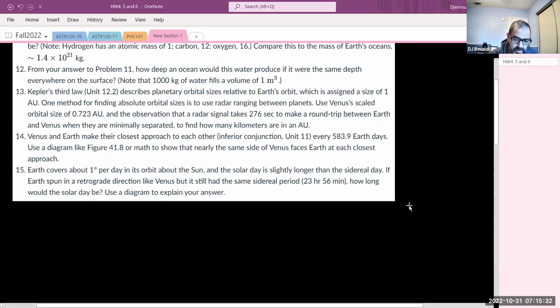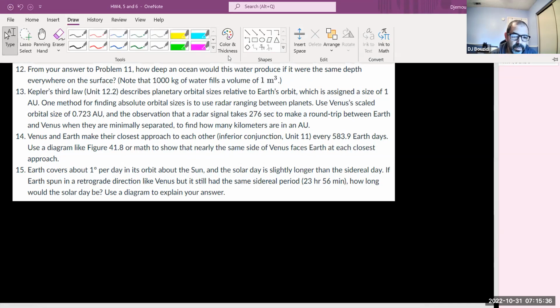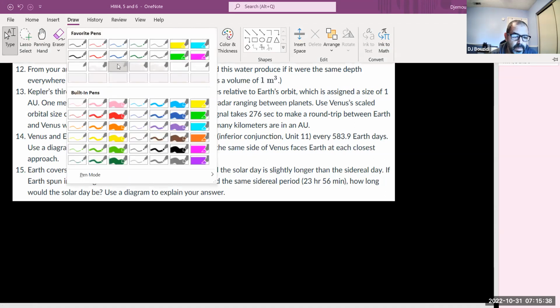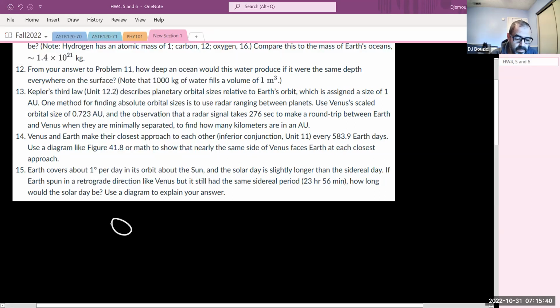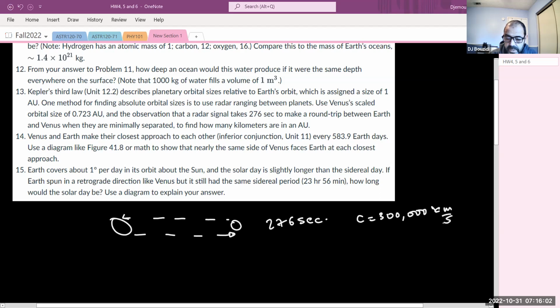So here is the analysis. Basically, you have Venus in here, you have Earth in here. You send a radar, it hits Venus and bounces back. The entire time it takes, according to this problem, is 276 seconds. Okay, we know how much light travels in 1 second. Light speed is 300,000 kilometers per second.